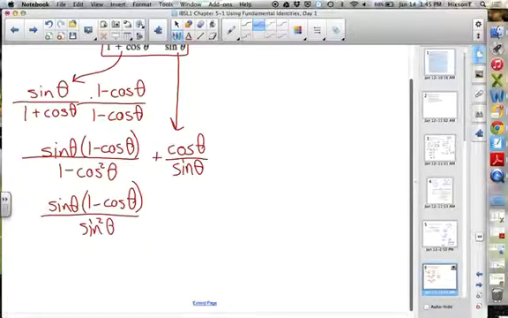I can now, because this is multiplication, I can reduce. So you can do 1 minus cosine theta over sine theta? Yes. One of those sines cancels out that sine. And then once I have it like that, I'm actually going to split it up. 1 over sine theta minus cosine theta over sine theta. And don't forget I had this plus cosine theta over sine theta here.